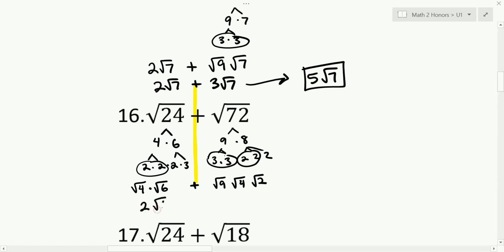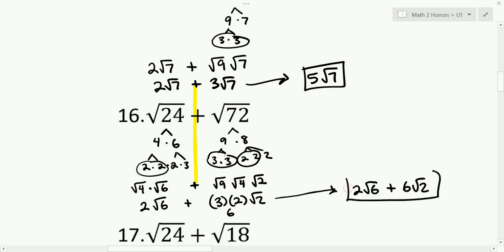So 2 root 6 plus 3 times 2 times root 2. And this is 6. And so we get 2 root 6 plus 6 root 2. And that's as much as we can do.